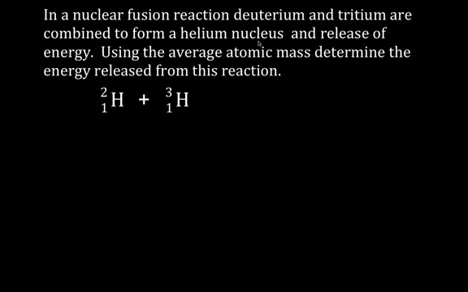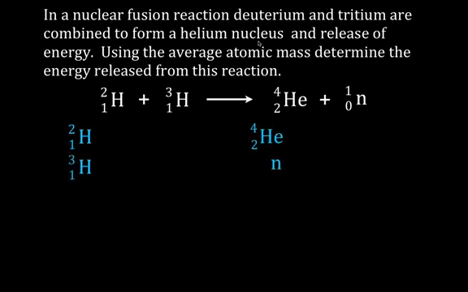We have hydrogen 2, hydrogen 3, deuterium and tritium. We react those two together. We can combine those two in nuclear fusion. And when we do that, we get helium 4 and a neutron. Now this basically just becomes a problem involving conservation of mass. We're going to look up on the internet somewhere, or it's given to you, the mass of the hydrogen 2, the mass of the hydrogen 3 on the left hand side, and then the helium and then the neutron on the right hand side.